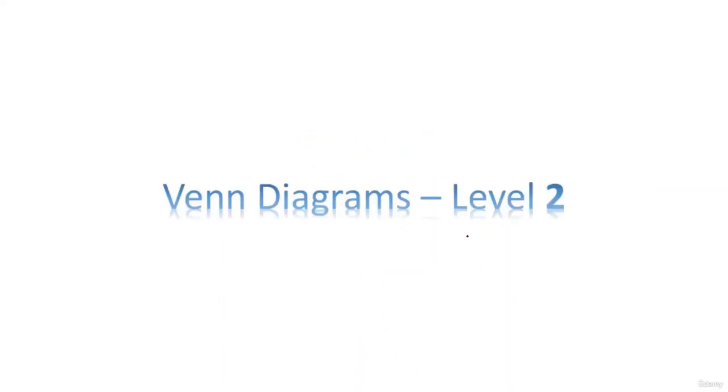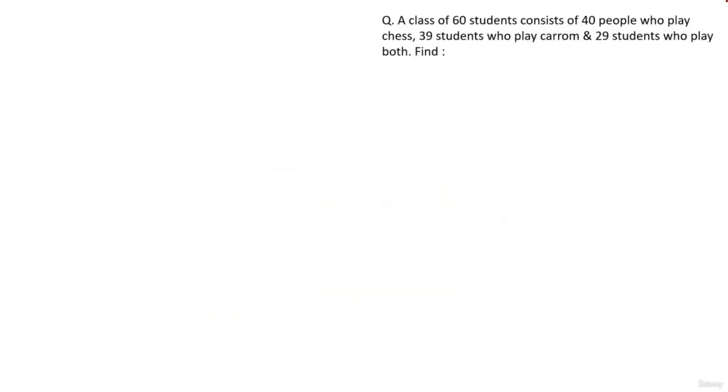So let us solve a few questions based on this right now, guys. Basically these questions are categorized as Venn diagrams of level 2. There'll be two sets coming together, so it's called the level 2 Venn diagram. So let's see the question based on this.